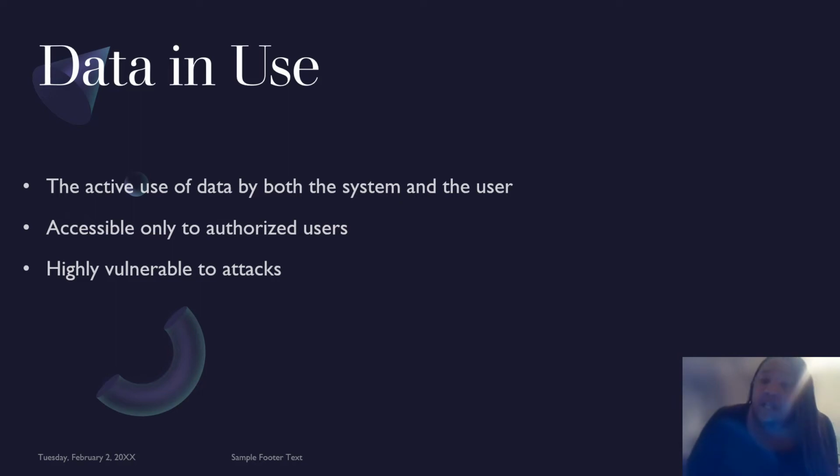Now on to our data in use. Data in use is data actively being used by a user or a system. It could be difficult to secure because by definition it requires accessibility to be used by the users that are authorized, which makes it very vulnerable to attacks.